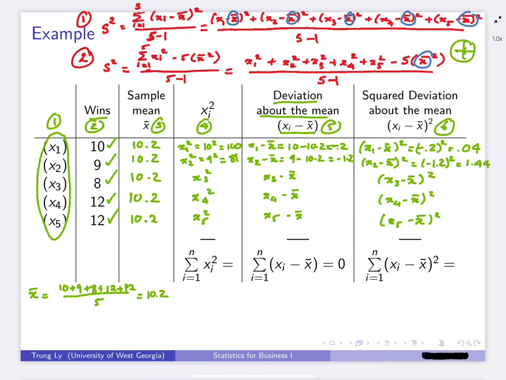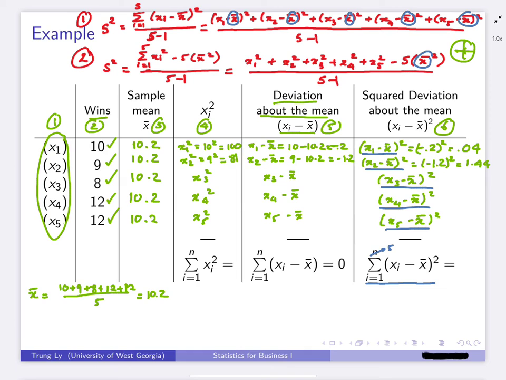Okay, so let's look at the last column. Once you have filled out this whole table, look at the last column. The individual numbers in the last column are x1 minus x bar all square, x2 minus x bar all square, x3 minus x bar all square, x4 minus x bar all square, and then x5 minus x bar all square. So if you sum up all the numbers in the last column, you get the summation for xi minus x bar all square for i going from 1 to n. In this case, n is equal to 5.